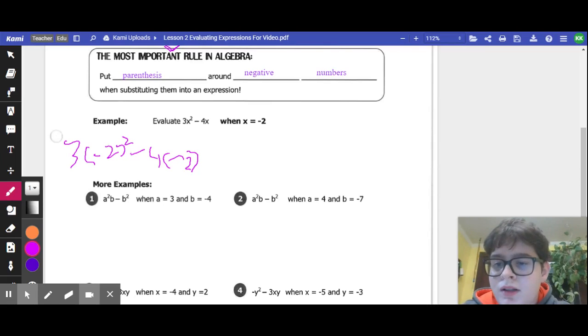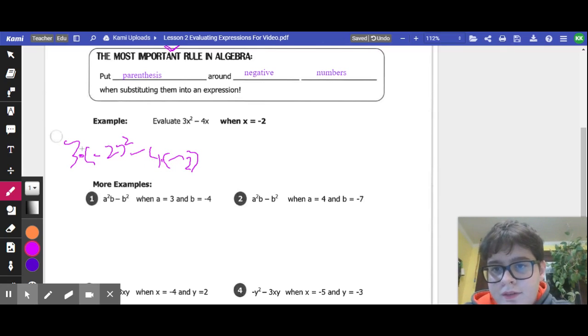And the negative belongs to the 2. This is not 3 minus 2. This is 3 times -2. So essentially, this means times when there's a parentheses next to the number. So let's put that in both spots.